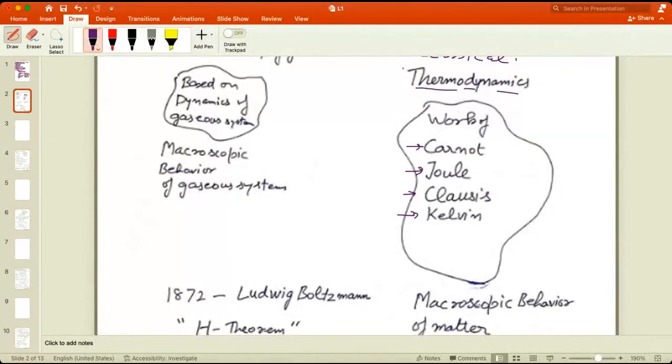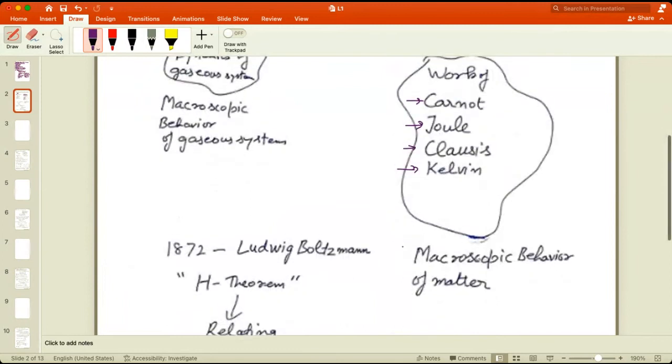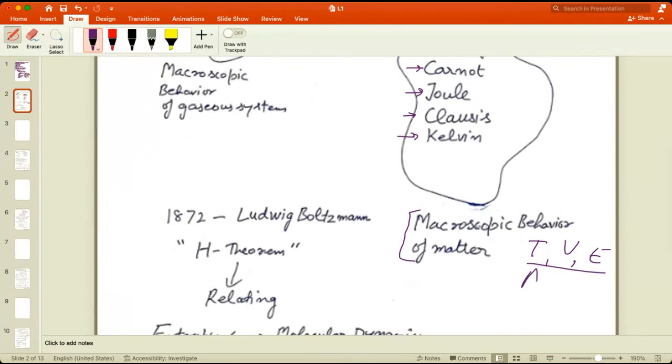All these guys contributed a lot in building the basics of classical thermodynamics. But these were two independent things. Thermodynamics deals with the macroscopic behavior of matter, right? Macroscopic behavior means I'm talking about temperature, volume, energy, Gibbs free energy, enthalpy, Helmholtz free energy, and so on. These quantities tell you the macroscopic behavior, not microscopic. You are not talking about individual particles; you are dealing with bulk material.